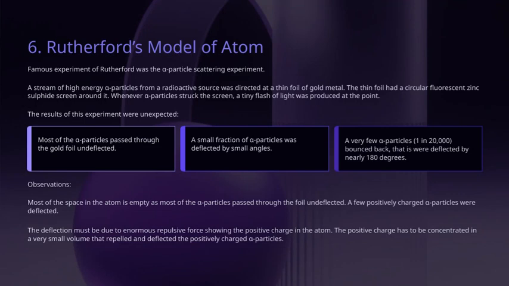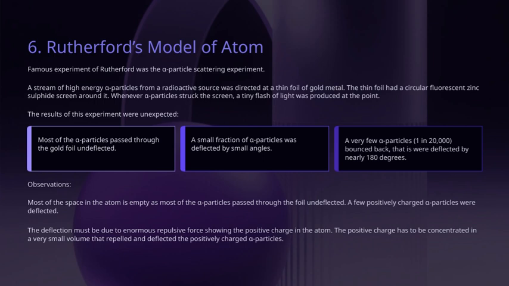Let's look at what Rutherford observed during his experiment. A very small number of alpha particles, about 1 in 20,000, actually bounced straight back, nearly reversing direction with a deflection of nearly 180 degrees. This was quite surprising and indicated something significant about the atom's structure.